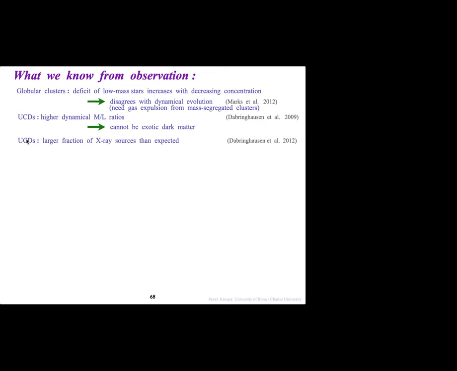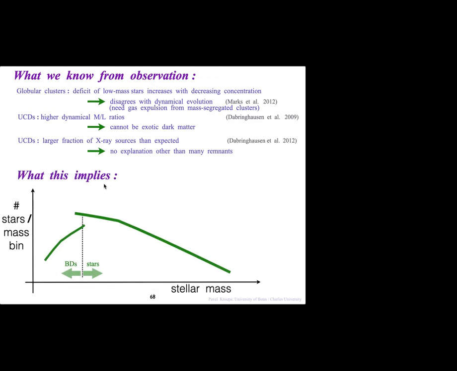Furthermore, these ultra-compact dwarf galaxies have a large fraction of X-ray sources. And again, this indicates that they might have a lot of neutron stars and black holes. And that again gives us a handle on what the IMF looked like when they were formed. And this implies, therefore, that we now have a fairly good understanding of the IMF changes. So we have the number of stars versus mass, again, the brown dwarfs. And as the density increases from these arguments, we get a more top-heavy IMF.